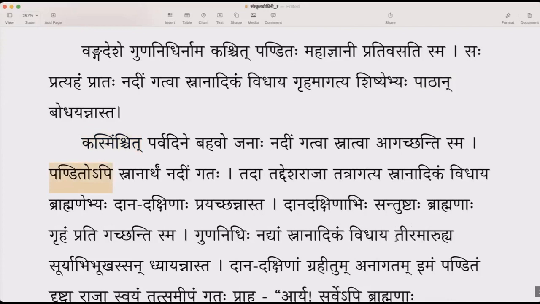Panditopi snanartham nadin gataha. Panditaha api, yes, pandita. Panditaha api snanartham nadin gataha. It means the pandits also. The pandit, a single pandit, the Mahajnani who was living there, only single. So panditaha api, the pandit also went to the river for taking bath.